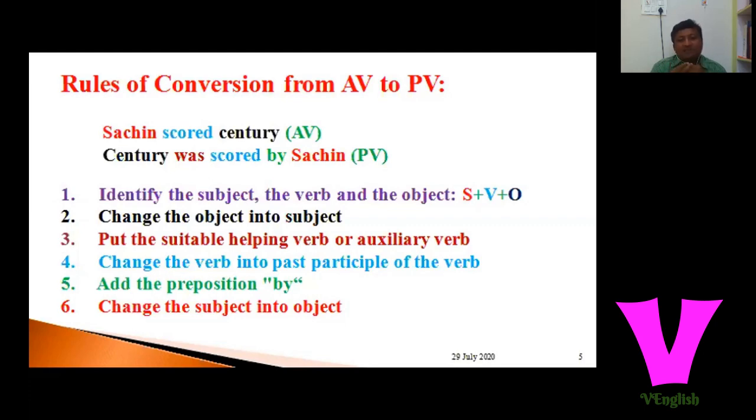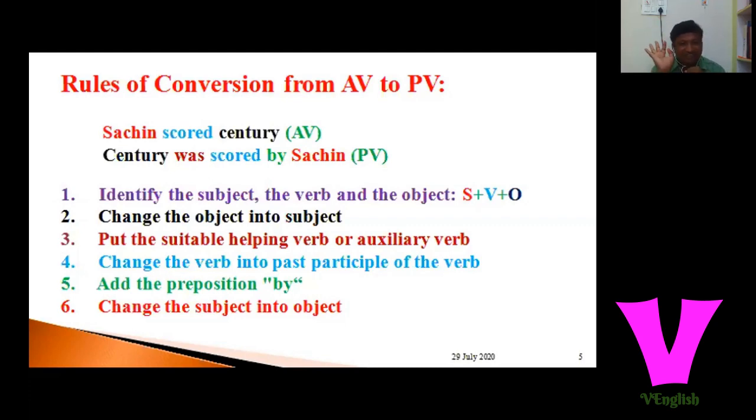And third, blue color: change the verb into past participle of the verb. Past participle means V3. And dear students, remember one thing: the verb in the passive voice should always be in V3 form. Passive voice lo verb eppudaina V3 lone untundi, past participle form. So scored, okay, we converted that into V3 form. And fifth rule, add the preposition by. Yes, the verb must be followed by a phrase. After the verb we have to add a preposition by. It is compulsory, it is the sign of the passive voice.